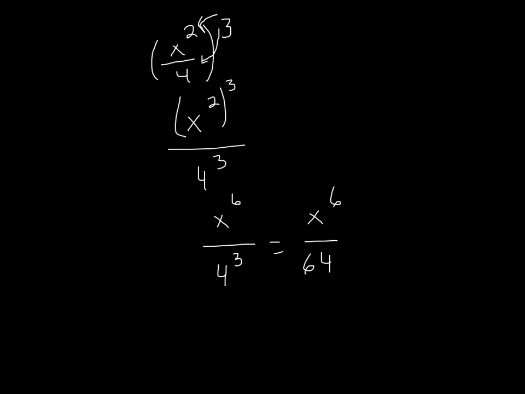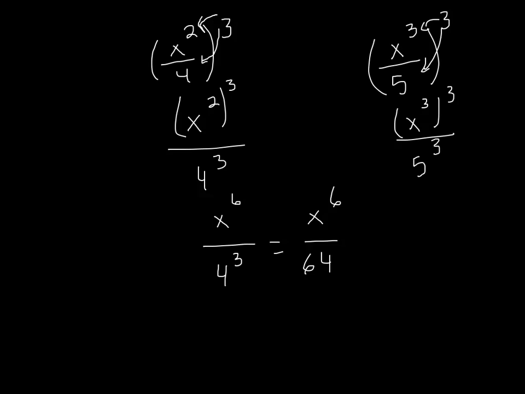Okay, we could do another one if you want really fast. Let's do x to the third power over 5 all to the third power. So again, the third goes there and it goes down there. So we have x to the third over 5 to the third. So x to the third is x to the ninth, and 5 to the third power is 125. Okay, so there's some try these at the bottom of page 22. Give those a shot, and I'll work them out with you.